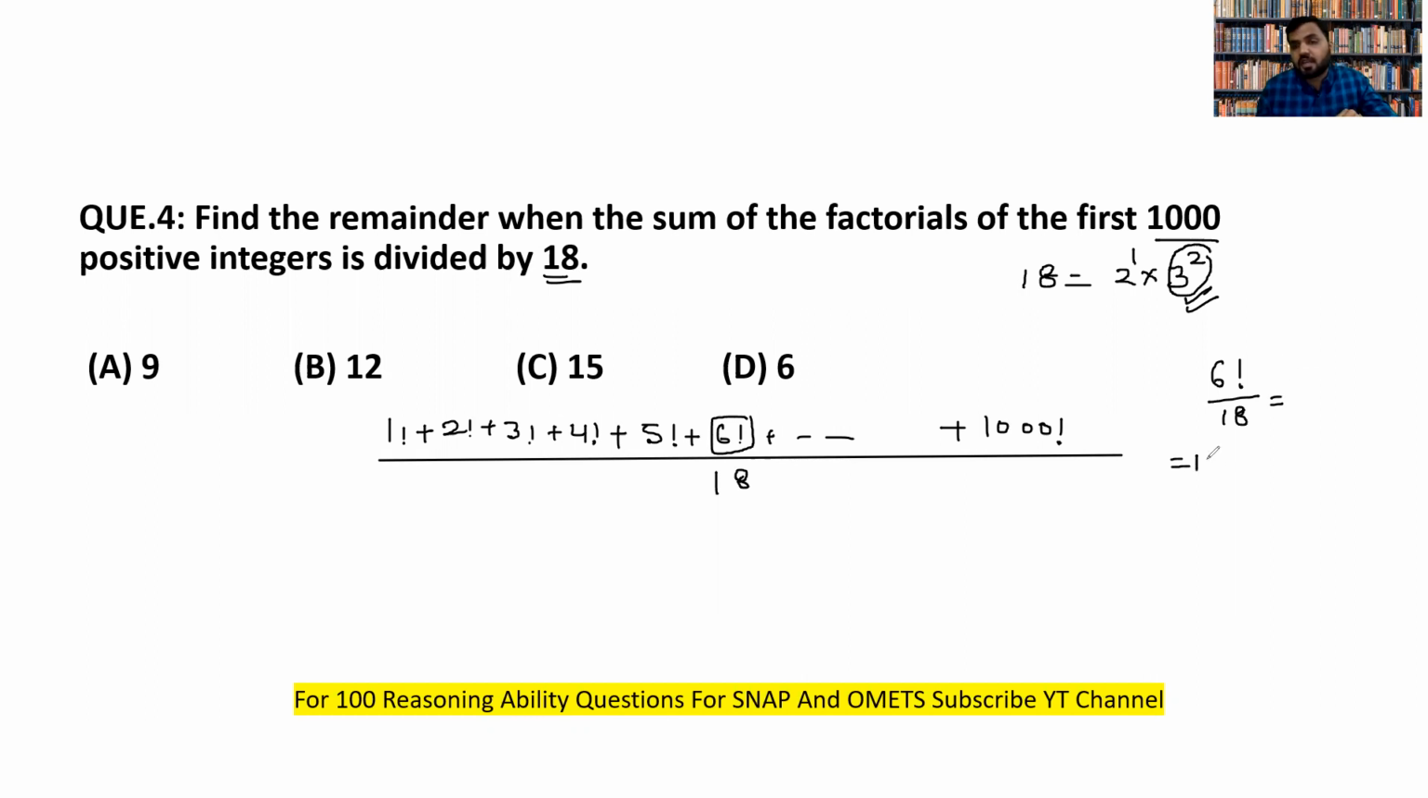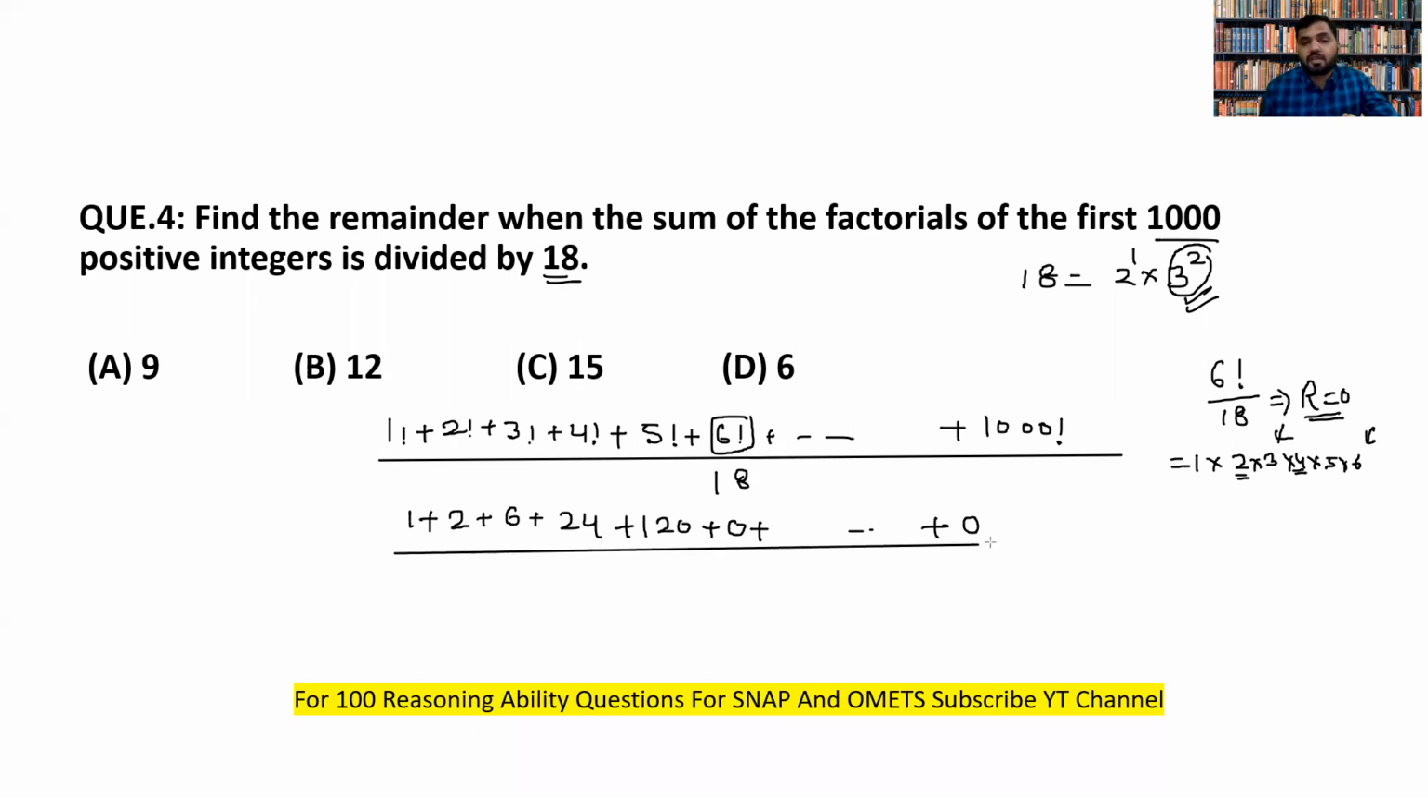Right, 6 factorial is what? It is 1 into 2 into 3 into 4 into 5 into 6. Now we have 1, 3 here and 1, 3 here. And every second number is a multiple of 2. So can I say, when I divide 6 factorial by 18, the remainder that I'll be getting will be equal to 0, right? So 1 factorial is 1, 2 factorial is 2, 3 factorial is 6, 4 factorial is 24, 5 factorial is 120. And all the numbers after 6 factorial will be giving me a remainder of 0.